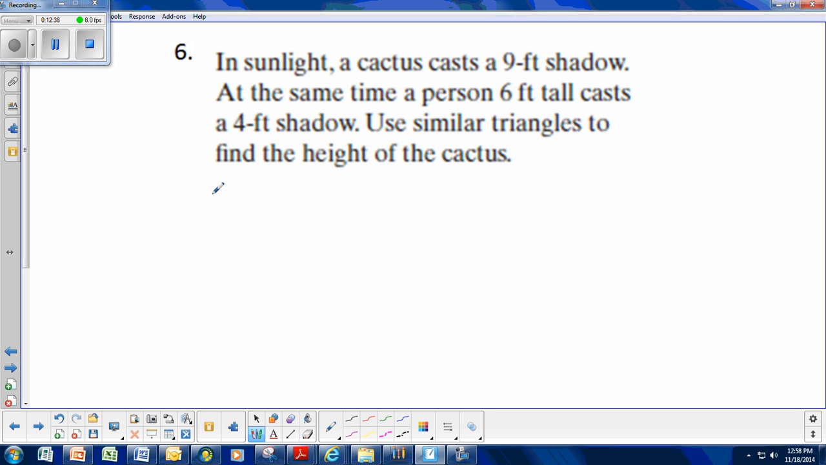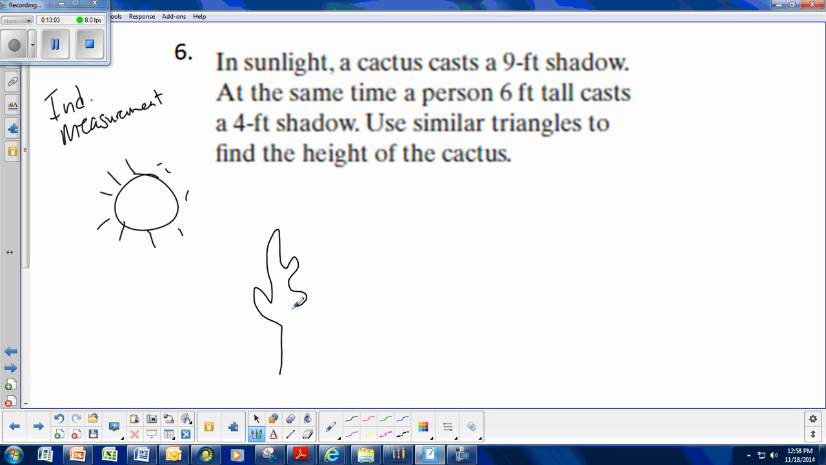All right, the last example deals with indirect measurement. Okay, in this example, it says, in sunlight, a cactus casts a 9-foot shadow. At the same time, a person 6 feet tall casts a 4-foot shadow. Use similar triangles to find the height of the cactus. All right, so we have our sun here, and our sun is shining on a cactus. Let's draw a pretty crappy cactus. And that cactus has a 9-foot shadow. Okay, at the same time, a 6-foot tall person has a shadow of 4 feet.